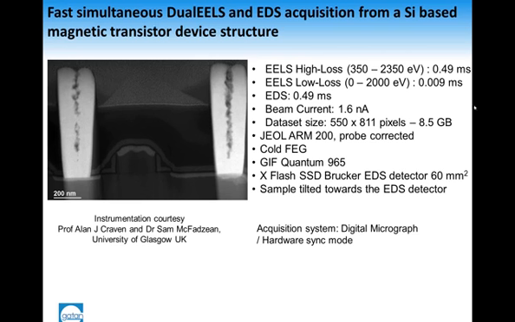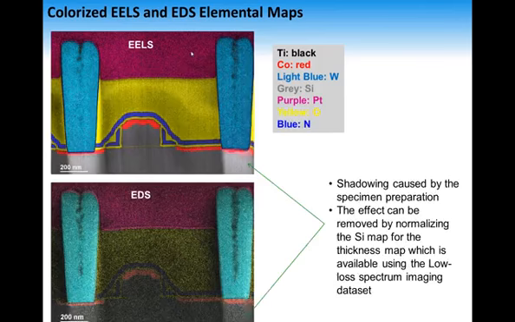This is a massive data set of about 8.5 gigabytes: EELS low loss, EELS high loss, and EDS. All data were acquired in spectrum imaging mode. So this is a color map for the device, EELS and EDS. You see high contrast in EELS. You see the presence of the oxide layer in EELS, right here, the oxide layer, which is not visible in EDS.